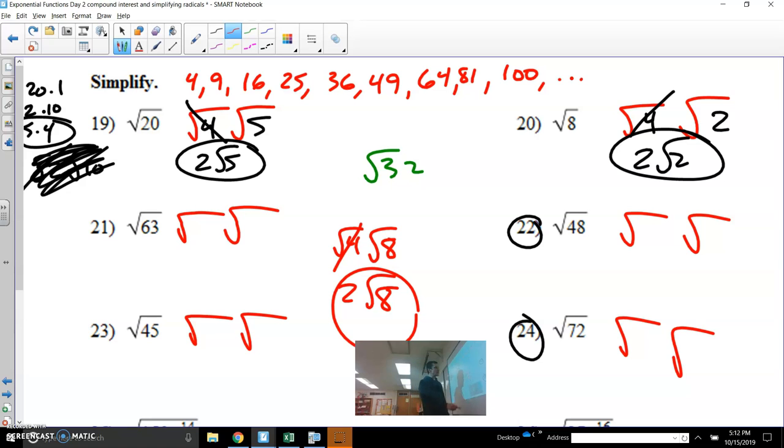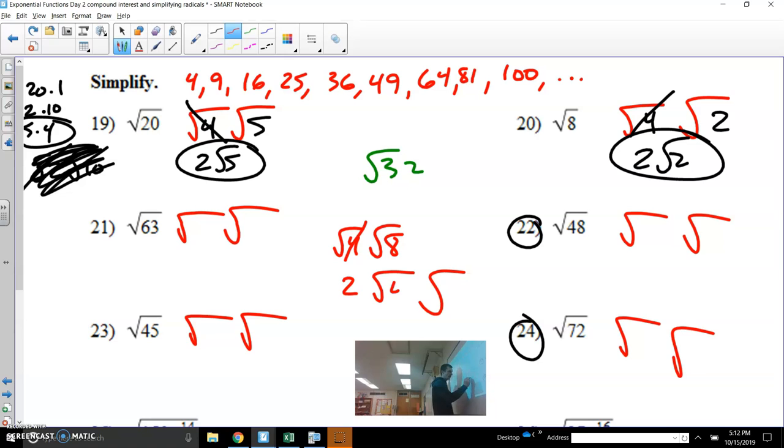But remember, 8 has a perfect square in it, 4 times 2. So that one is not done if you choose 4 and 8. If you choose 4 and 8, you need to now separate this again. Square root of 4 times the square root of 2, that'd be 8. Square root of 4 is 2. Those multiply to be 4 square root of 2.